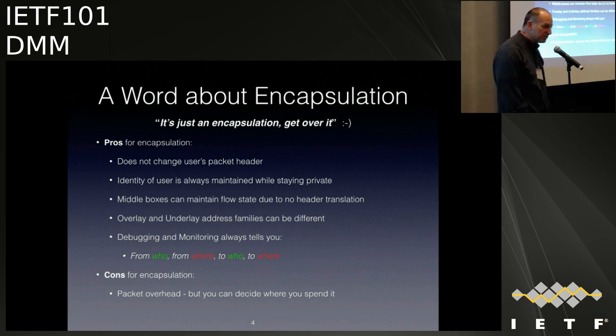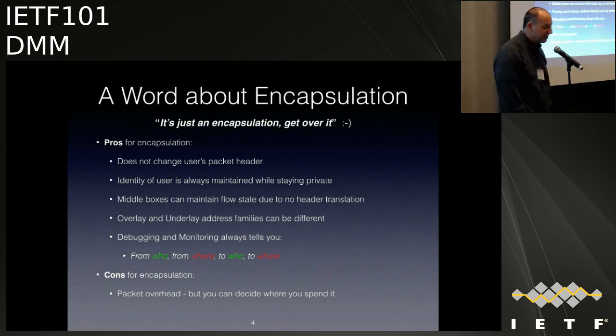The only thing you're supposed to change in an IP header is the TTL and the checksum. IPv6 doesn't have a checksum, so you get to save cycles not doing that. We want the identity of a user to always be maintained while staying private. By doing that, we keep this identity. That's the pros for encapsulation.